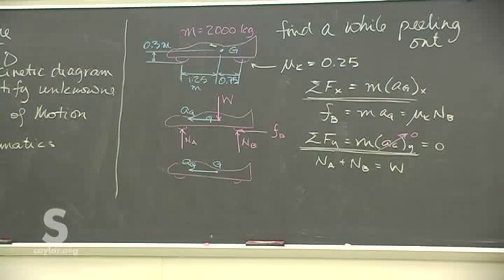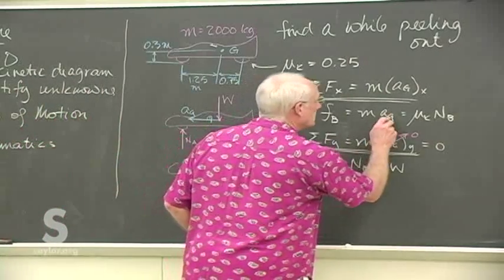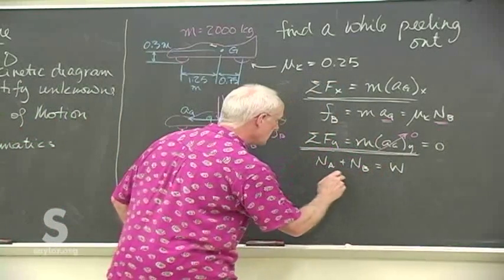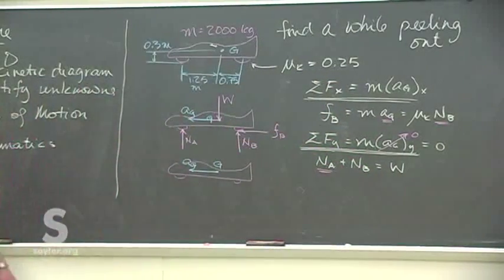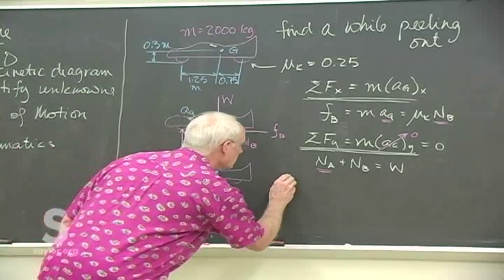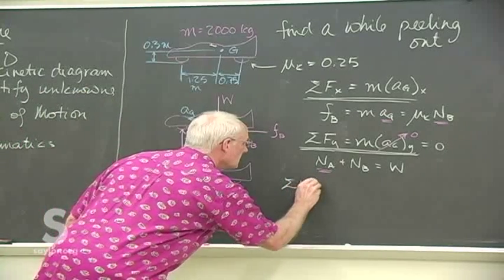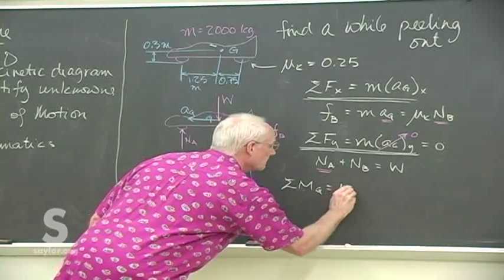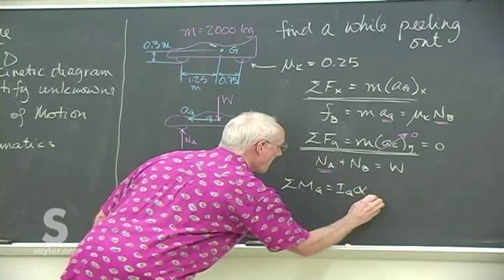So we have three unknowns now. AG, NB, and now NA is in it. So we need at least one more equation. We need more than that if this equation brings into it a new unknown.